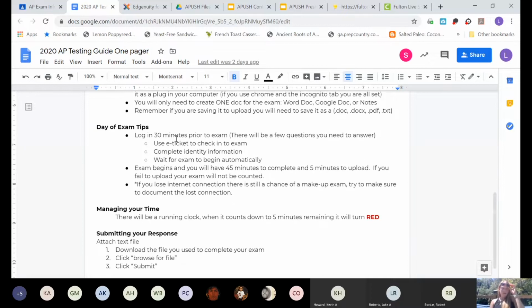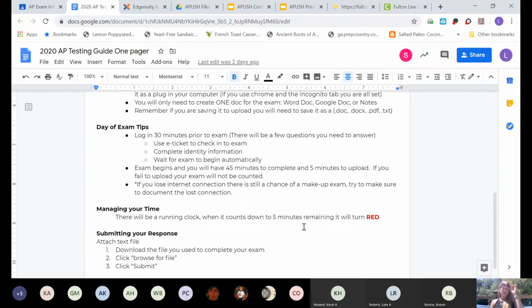And then it says on here, you should log in 30 minutes prior to the exam. We talked about that last week. Same thing as if you were doing it face-to-face, you're there a half hour ahead of time. So make sure that's what you're doing. Make sure that everybody in your house that doesn't need to be using the internet at that time logs off, just so that your bandwidth is secure.